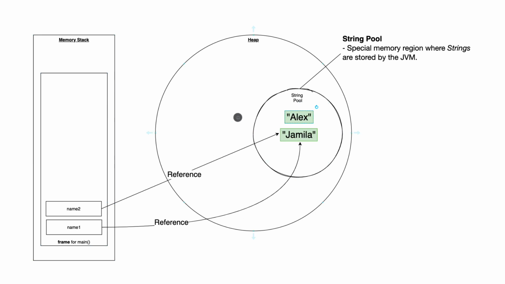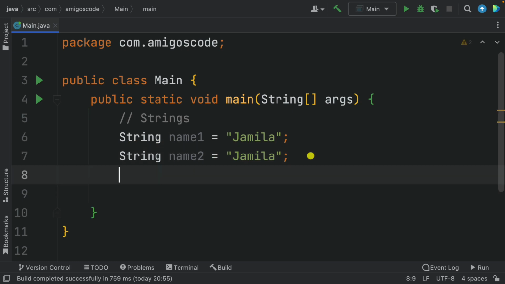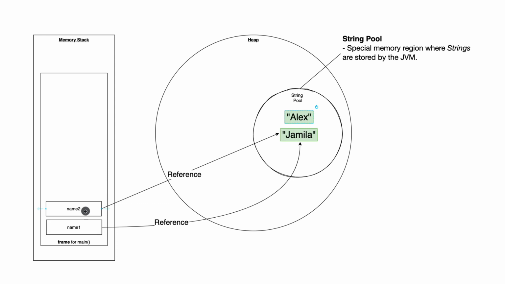Now, in fact, what I want to show you, if I go back to IntelliJ, and in here we have name1 and name2. But what I want to do is say name2 equals Alex. Now, what's going to happen? Well, this is what I've just demonstrated to you. Name2 referenced Jamila before, and now it will reference Alex, just like that. And if you had other variables with the same content as Alex, they would all refer to the exact same object. This is all for now.